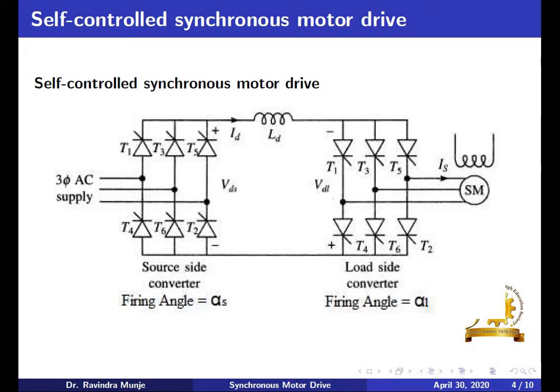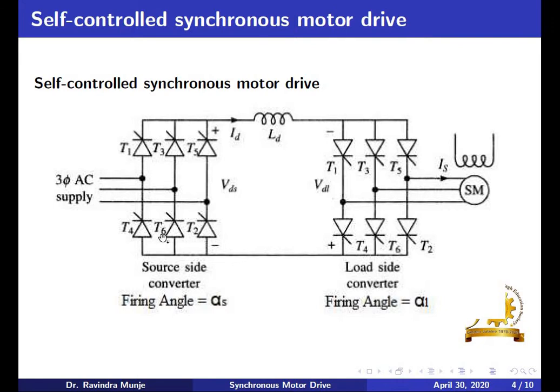Now this is a self-controlled synchronous motor drive employing load commuted thyristor inverter. So this is a typical block diagram for a self-controlled synchronous motor drive employing a load commuted thyristor inverter. Now here we can see that there are two converters. This is called a source side converter and this is called a load side converter.